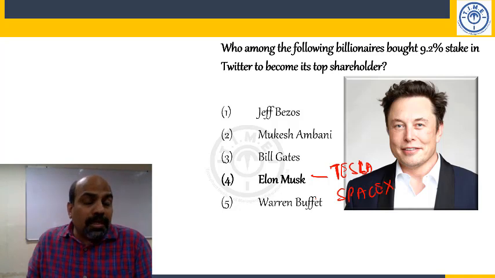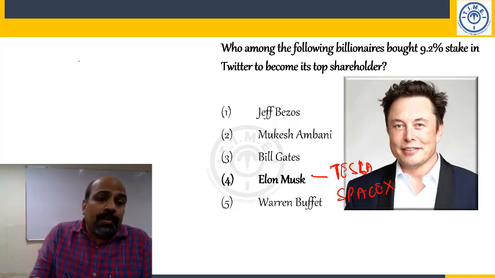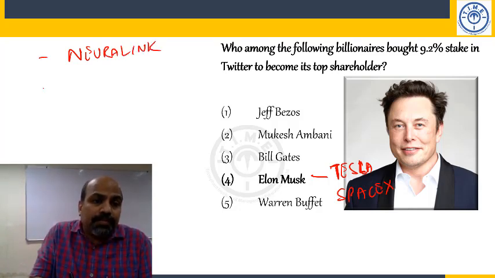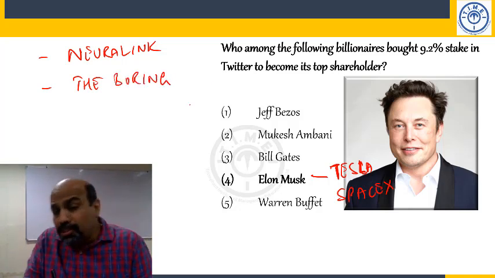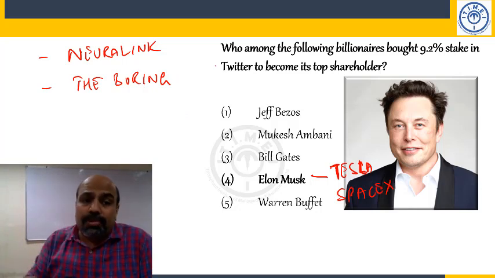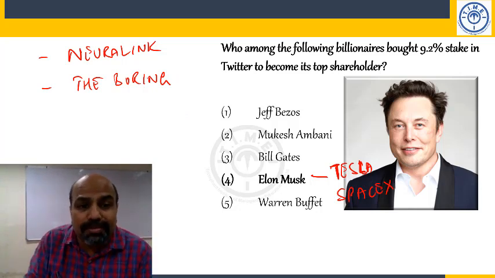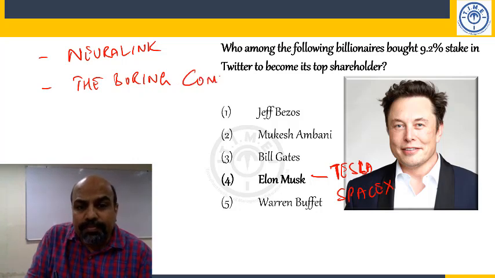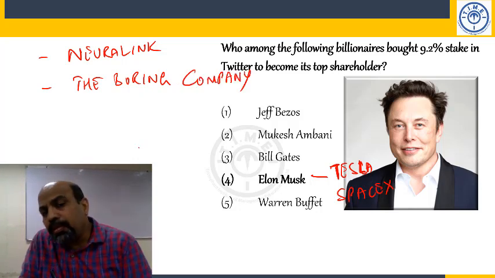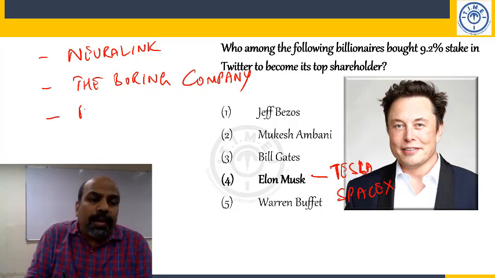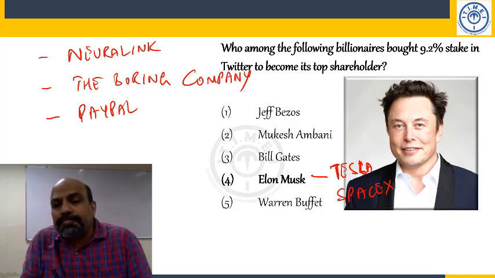Okay? And you should know that Elon Musk also owns other companies. He co-founded other companies like Neuralink, a brain sciences company. Then this is Tesla, the Boring Company, which bores holes and is looking at revolutionizing transport by having tunnels below the earth. I mean, below the surface. The Boring Company. So he is a co-founder of PayPal. Yeah, plenty of stuff.